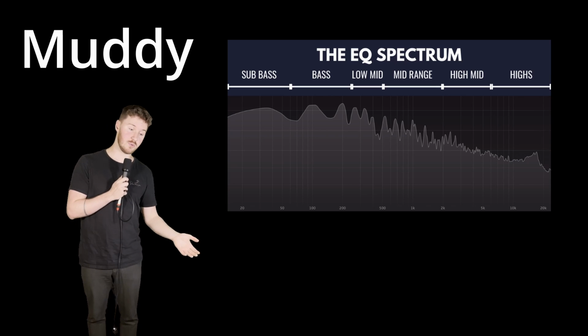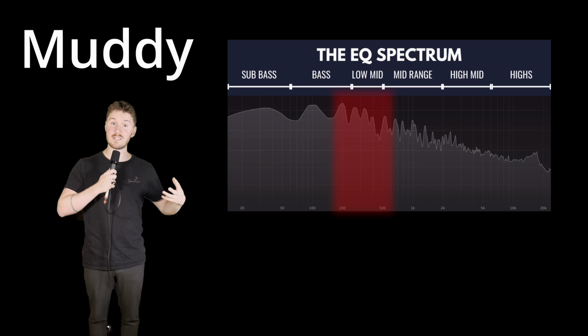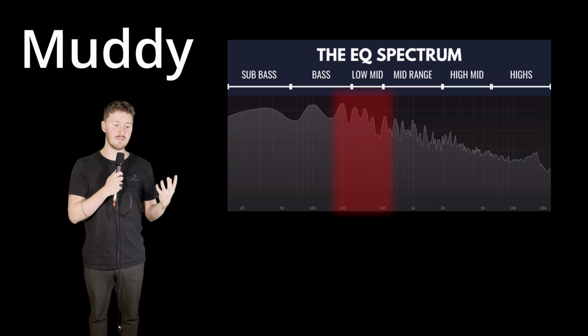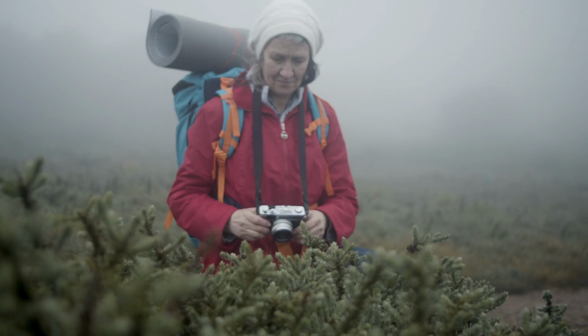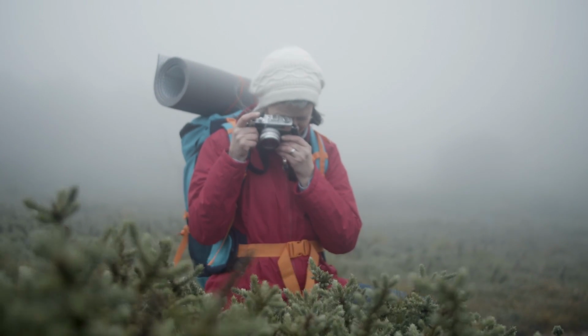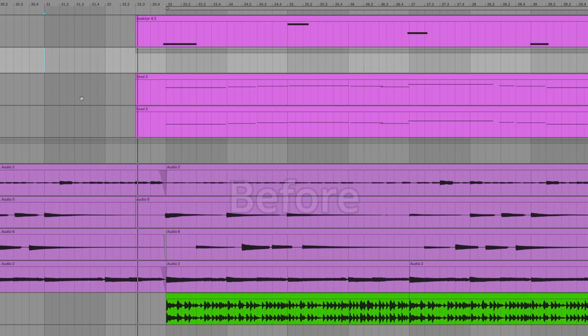First up, muddy. This is typically around the low mids, 200 to 500 hertz, when it starts stacking up and it's missing some clarity and it becomes murky and cluttered. Imagine trying to hear a song through a foggy lens, you know? But let's hear what a muddy mix sounds like.